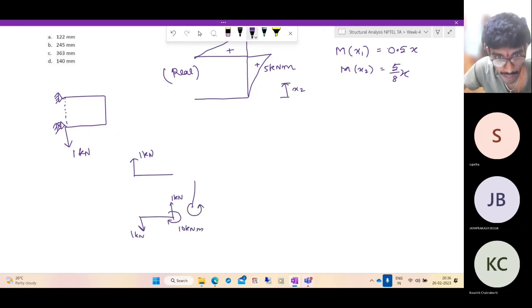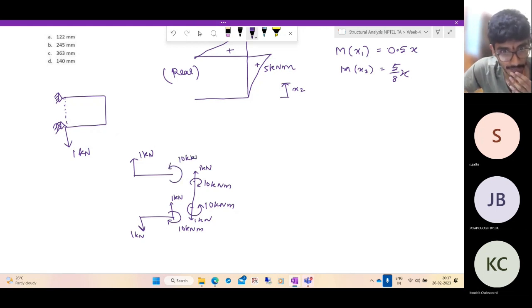Equal and opposite moment will go here. Equal and opposite force will come here. So this is under a tension of 1 kilonewton. This is under 10 kilonewton meters. So there's no net shear force, but there's a moment of 10 kilonewton meters. So this is sagging. So this will also have a moment of 10 kilonewton meters and a force of 1 kilonewton. So this is the free body diagram. We can draw the bending moment in one step.